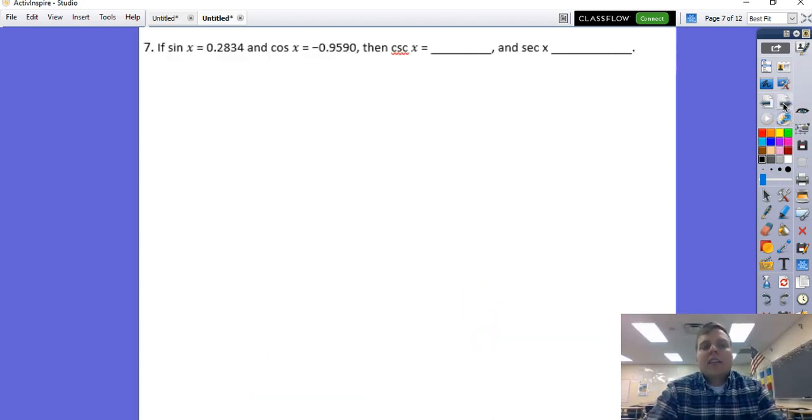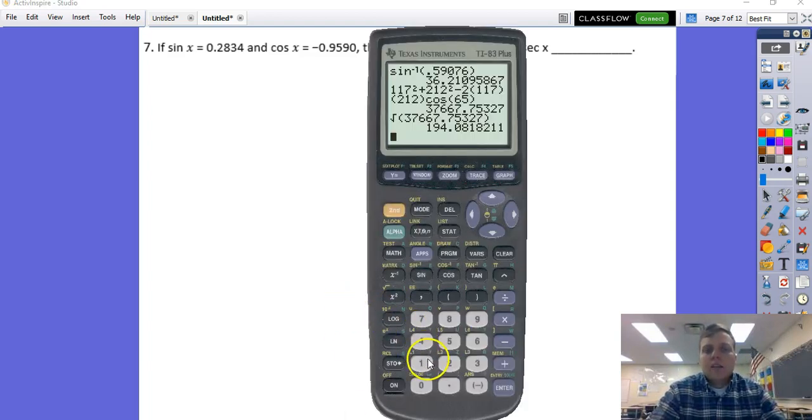If sine x is equal to 0.2834 and cosine x is equal to negative 0.9590, then cosecant x is equal to what? Well, you should remember that cosecant is the same thing as 1 over sine. So then, honestly, this is a very simple problem. Grab your calculator. Simply do 1 divided by 0.2834.